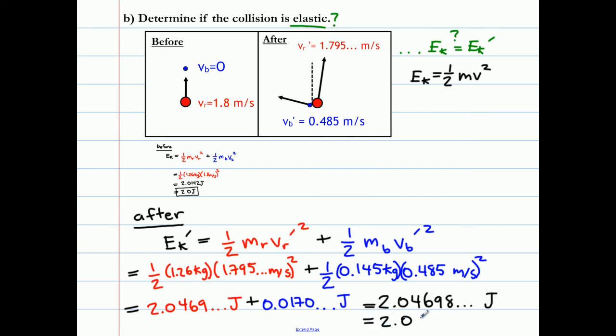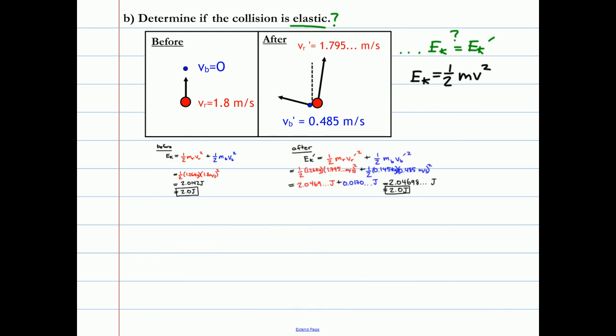So round that to 2 significant digits. It's 2 joules after the collision, total kinetic energy. So now we compare the kinetic energy before the collision with the kinetic energy after the collision, and they're the same, so the collision is elastic.